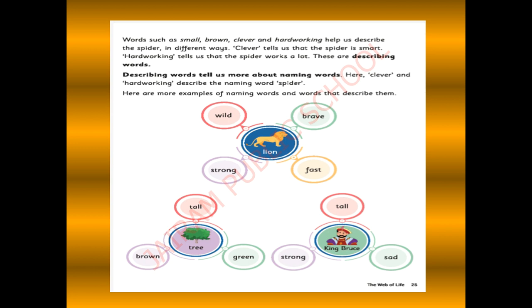There you can see naming words and describing words, and also you wrote and described naming words, right? See down, there is a spider and they described the spider as small, brown, clever and hardworking, right? Very good. Here they explained that clever tells us that the spider is smart. So the spider was smart in the story, right? Even though the wind blew strong, the spider did not give up easily and it tried again and again, right?